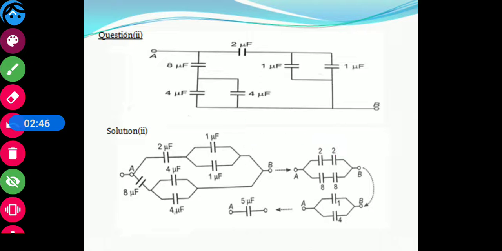Here it is clear that these two are in series, and these are also in series. So using the series formula, we can reduce the diagram into this diagram, and finally we get the result, which is equal to 5 microfarad.